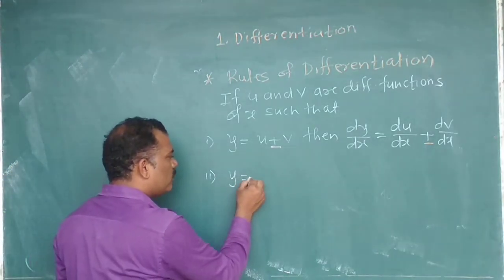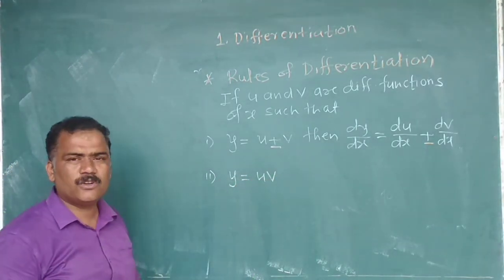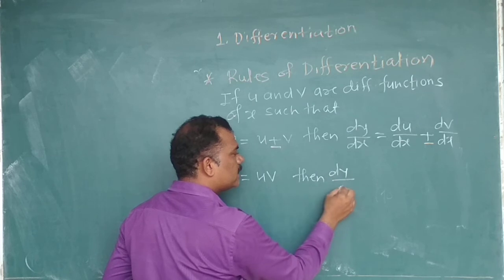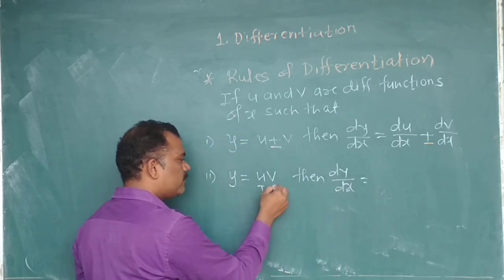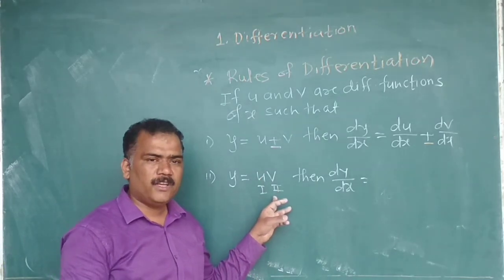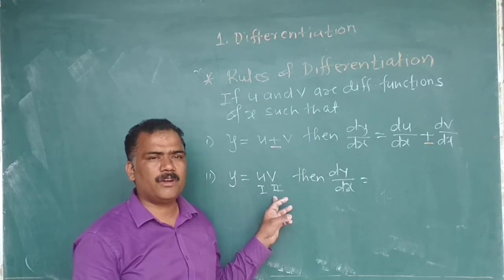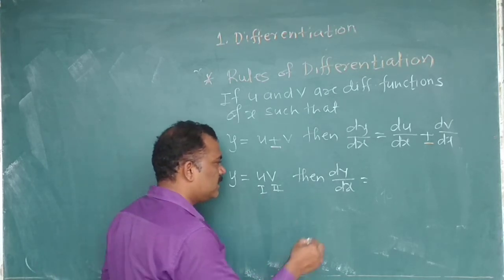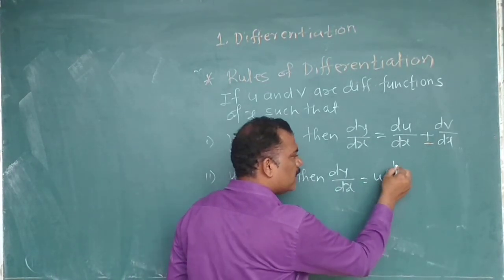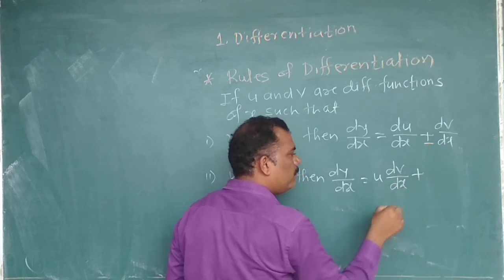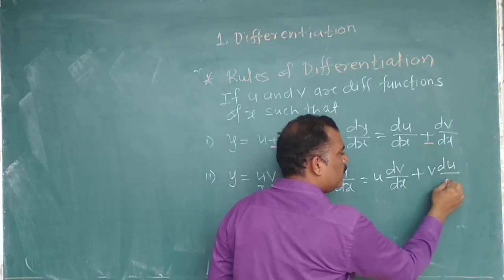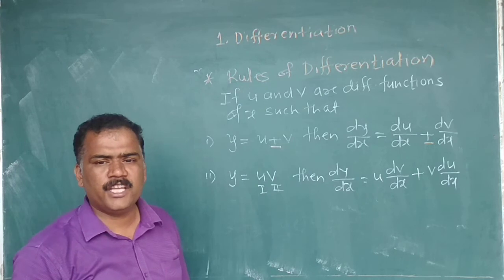If y is equal to u into v, then dy by dx is equal to, suppose u is the first function and v is the second function. When we apply the product rule, the first function is kept as it is, that is u, and we take the derivative of the second function, dv by dx, plus, keep the second function as it is, take the derivative of the first, du by dx. This rule is related to derivatives of the product of two functions.